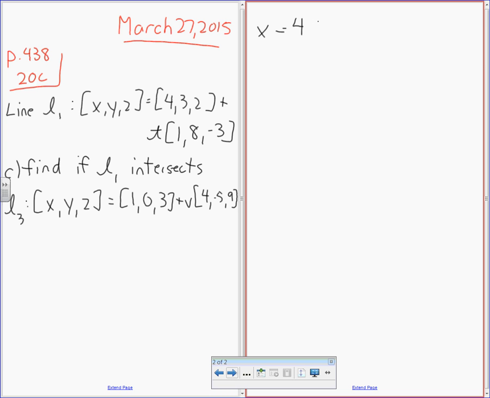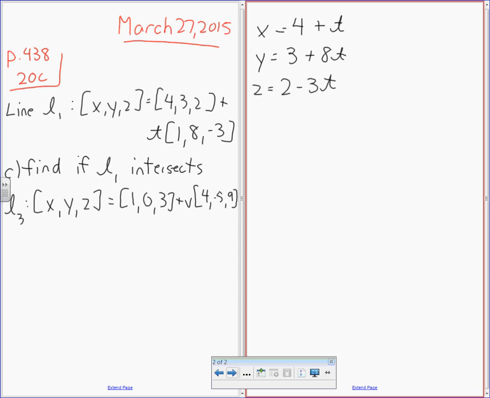Opposite, but yes. You said 1 plus 4t? Oh, you're looking at this one. Sorry, you're looking at that one. Okay, good. The first one here, though. So you do the second one. Y equals? Y equals 3 plus 8t. Am I got the right one now? Yeah. Okay. And z equals 2 minus 3t.